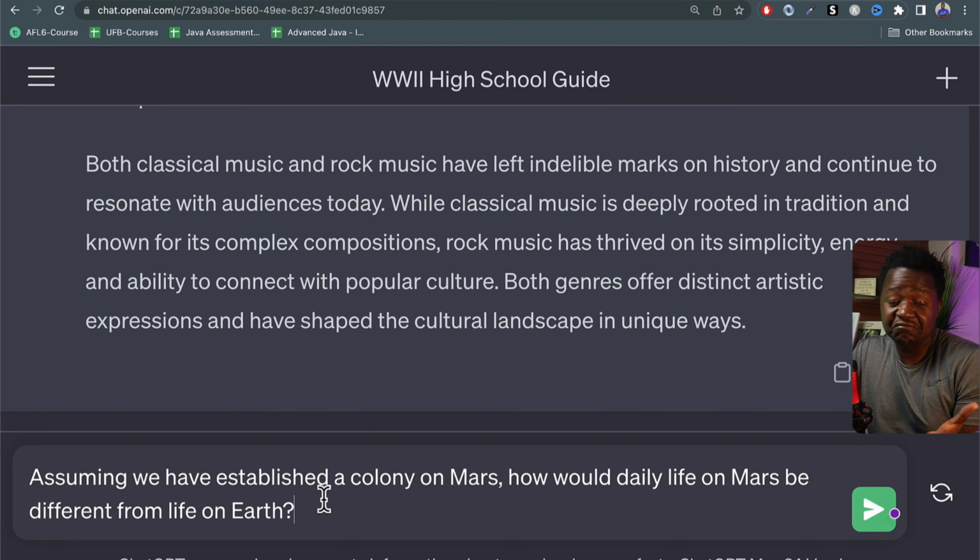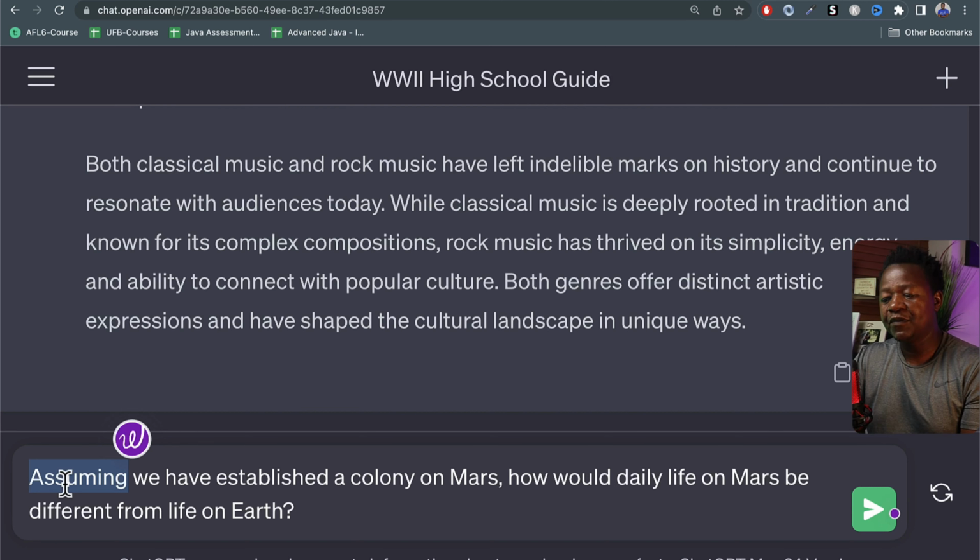That's a great assumption. So what it's saying here is that there's an assumption that we live in a colony on Mars. We've established ourselves on Mars. Please, ChatGPT, how would daily life on Mars be different from life on Earth? Okay, so we gave it an assumption and we asked what we want from ChatGPT. All right, let's see. Okay, there we go. So it's now done and we have something here.